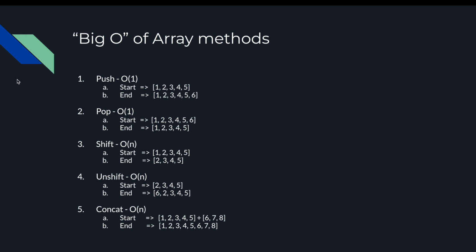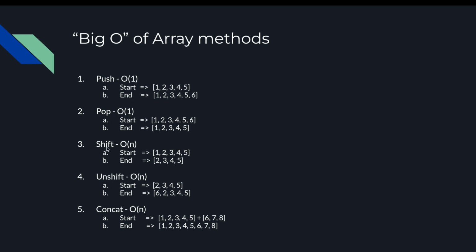The first one is the push method, which has a time complexity of O of 1. As you can see in the example, we have an array of 1, 2, 3, 4 and 5. When we push 6 into it, it is not disturbing the rest of the elements, just entering at the new index, which makes the time complexity O of 1. Similar with the pop method: when we remove the last element from this array, it simply takes the last element away and doesn't disturb the rest of the elements, which makes the time complexity O of 1.